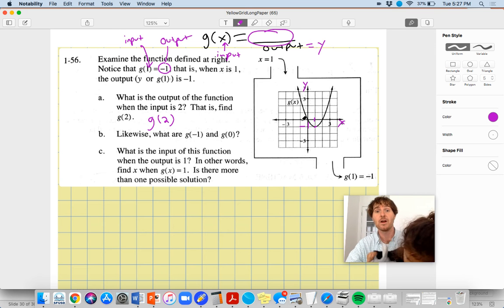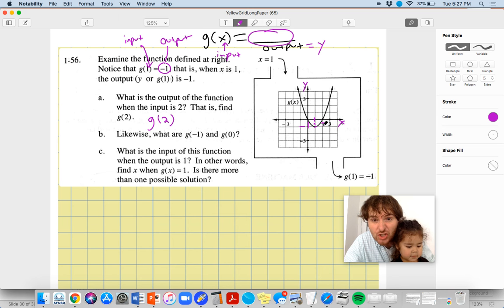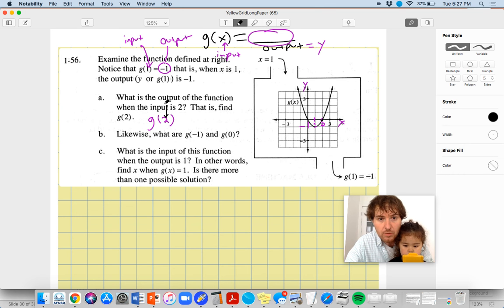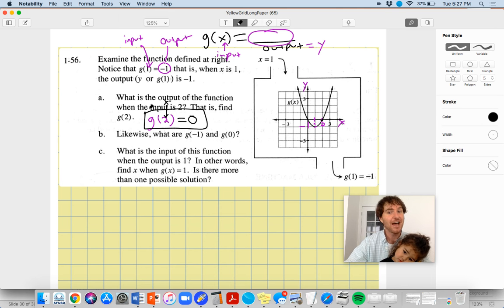G of 2, when our input here is 2, let's find the 2 on the graph. Here I got 1, here I got 2 for x. I think somebody in the first block, I know who you are, said this parabola right here, when x equals 2, our input is 2. What's our output going to be? Output is the y variable. So g of 2, when our input is 2, the function g's output value is 0. And that's it.